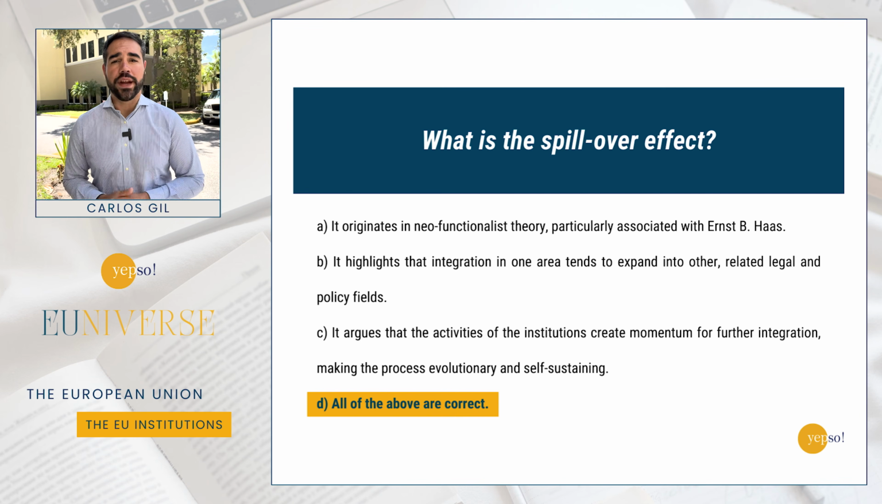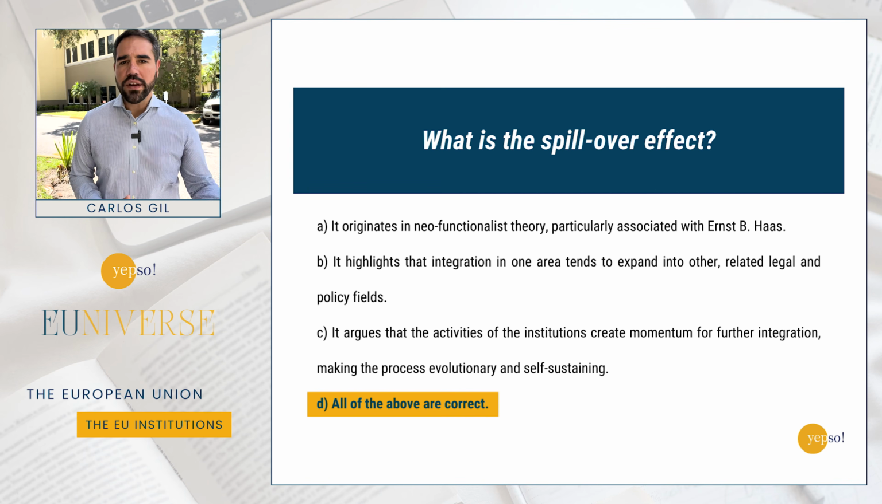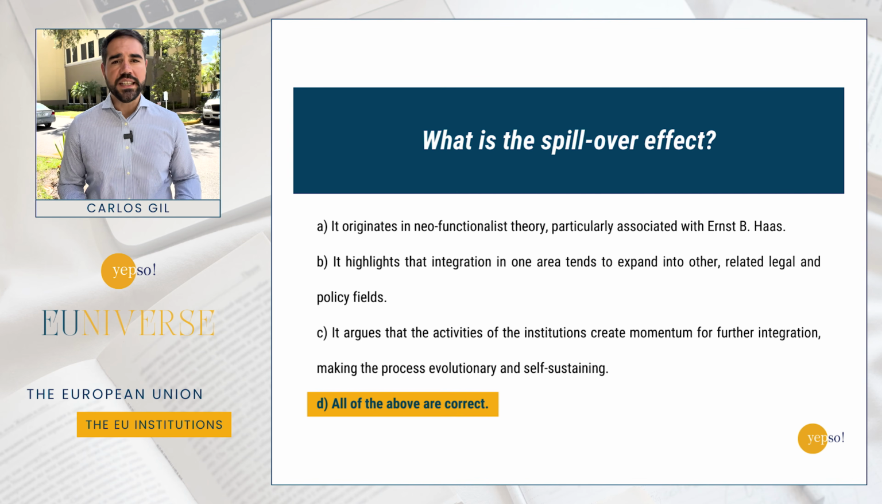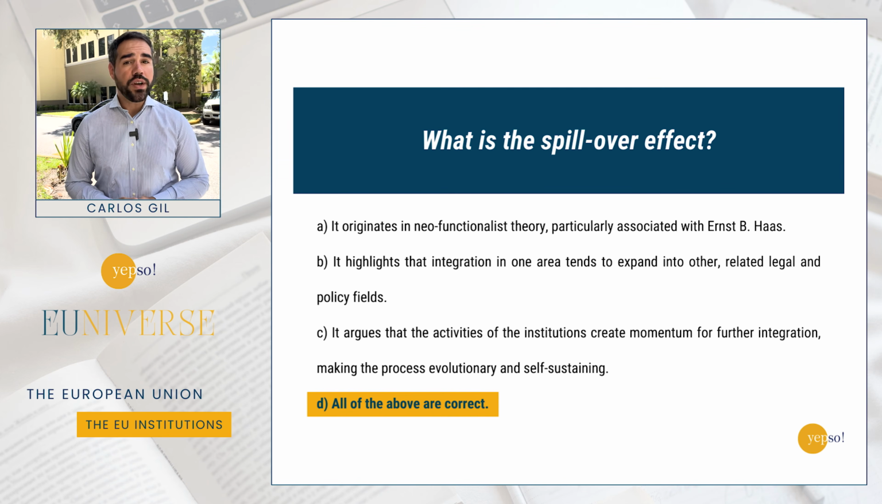Option B is also correct, as this fully captures the functional dimension of spillover. Once integration begins in one sector, pressures arise for integration in adjacent fields. For example, economic integration leads to monetary or social policy integration. And in line with the above, option C is also correct. Institutions such as European Commission or the Court of Auditors can push integration forward, interpreting their roles broadly and creating dynamics that encourage further transfers of competences.